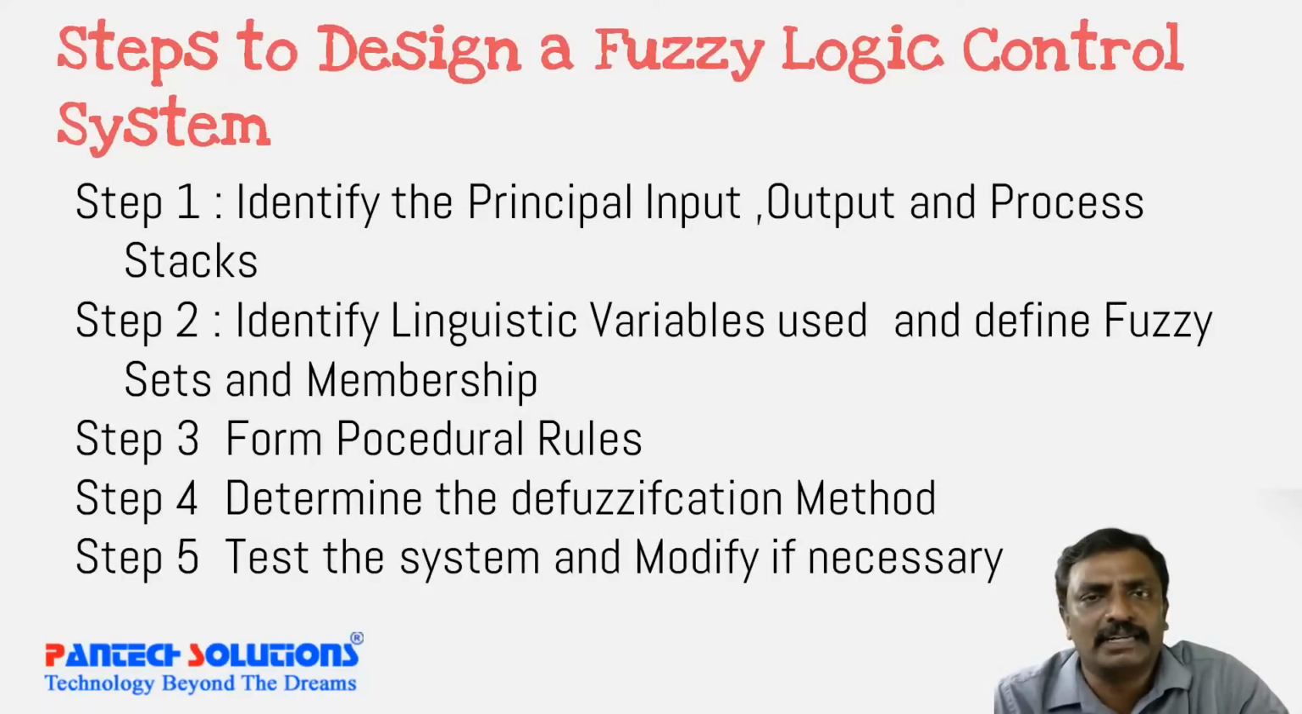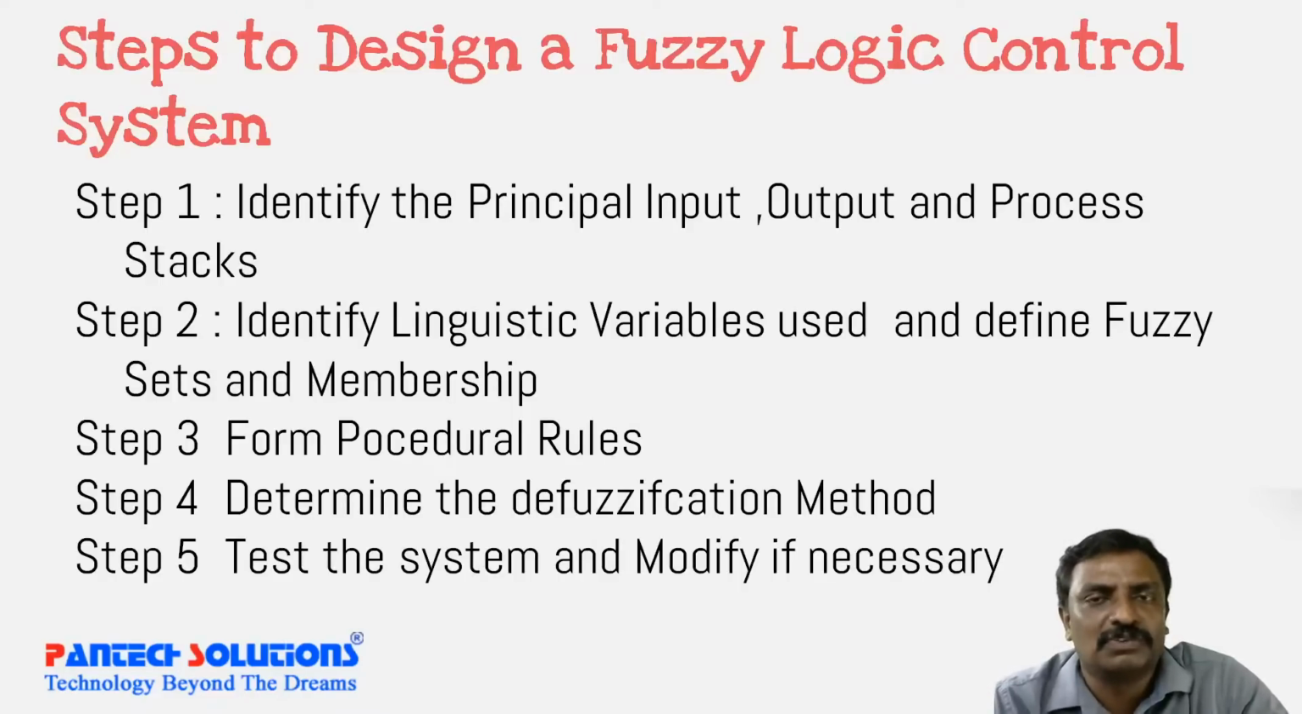First you have to identify the inputs and the output. What is the input and what is the linguistic variable? For example, if the temperature is low, medium or high, or warm, cold, you have to identify the variable first for the input as well as the output. Then once you have identified the linguistic variable, you have to configure the fuzzy sets and the membership function.